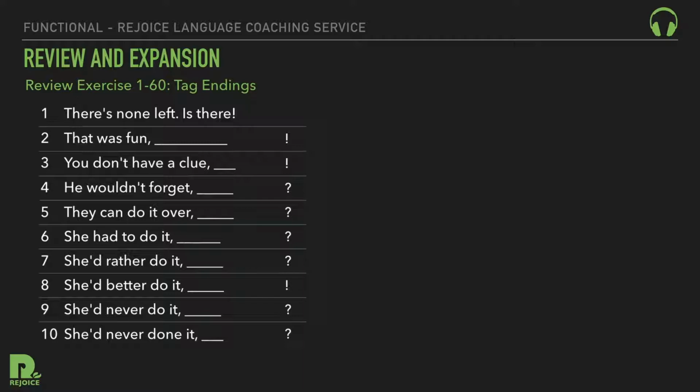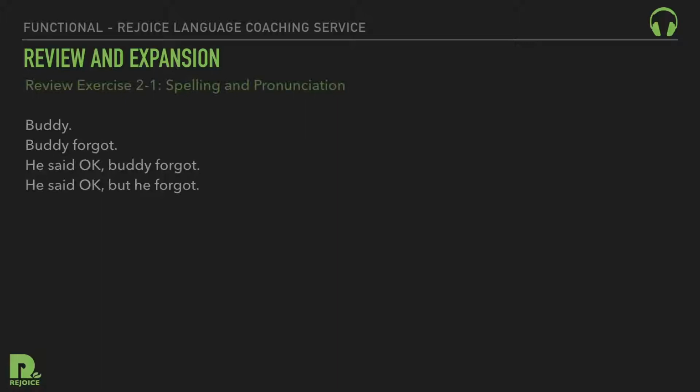She'd rather do it, wouldn't she? She'd better do it, hadn't she? She'd never do it, would she? She'd never done it, had she? Review exercise 2-1, spelling and pronunciation. Buddy. He said okay, but he forgot.